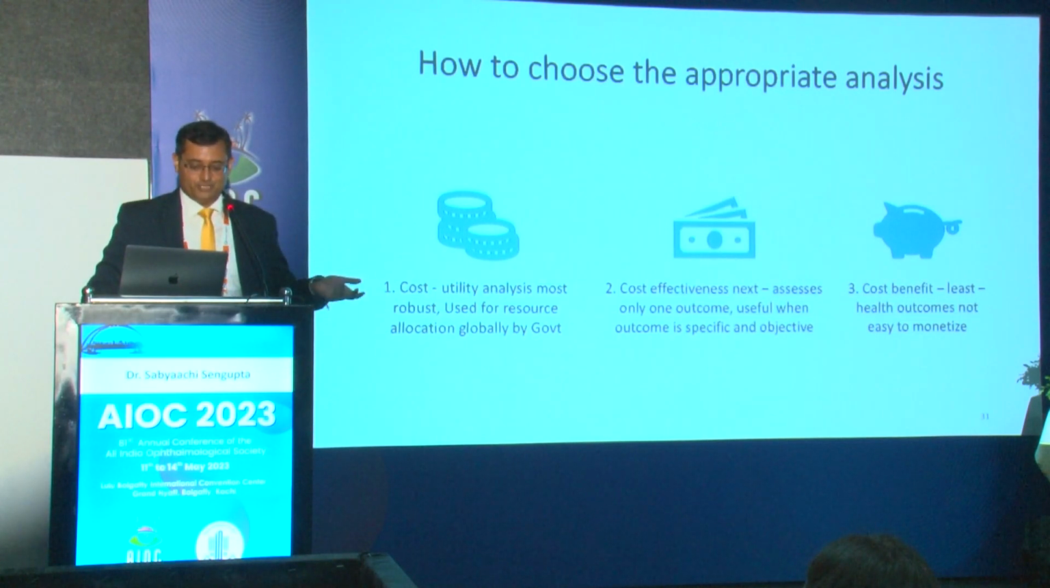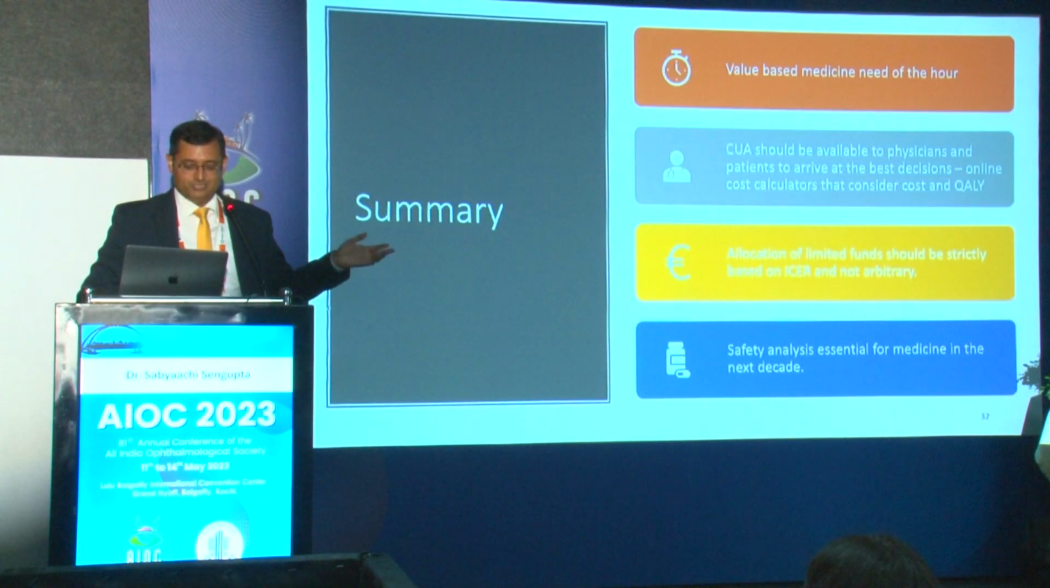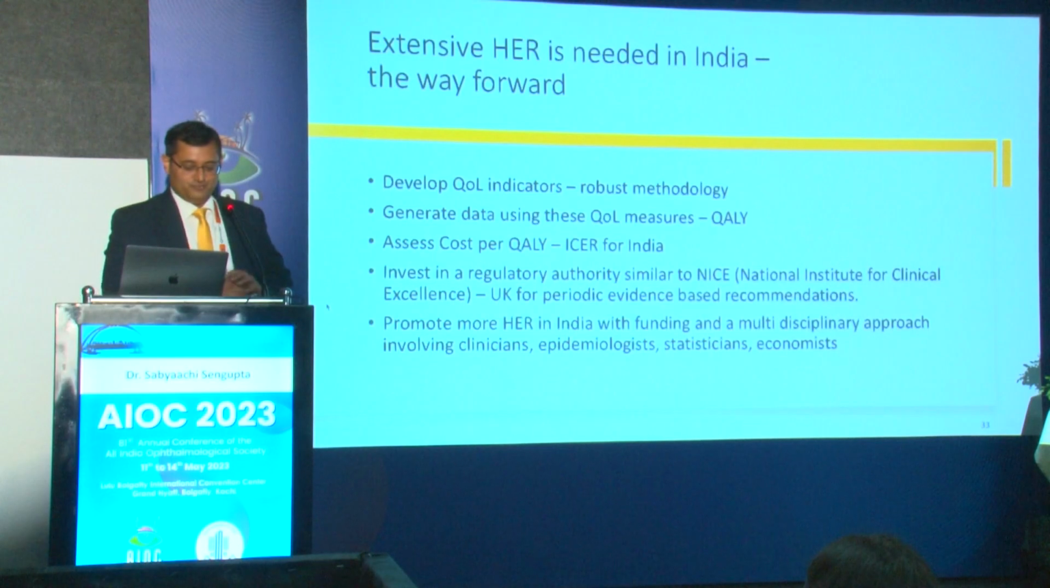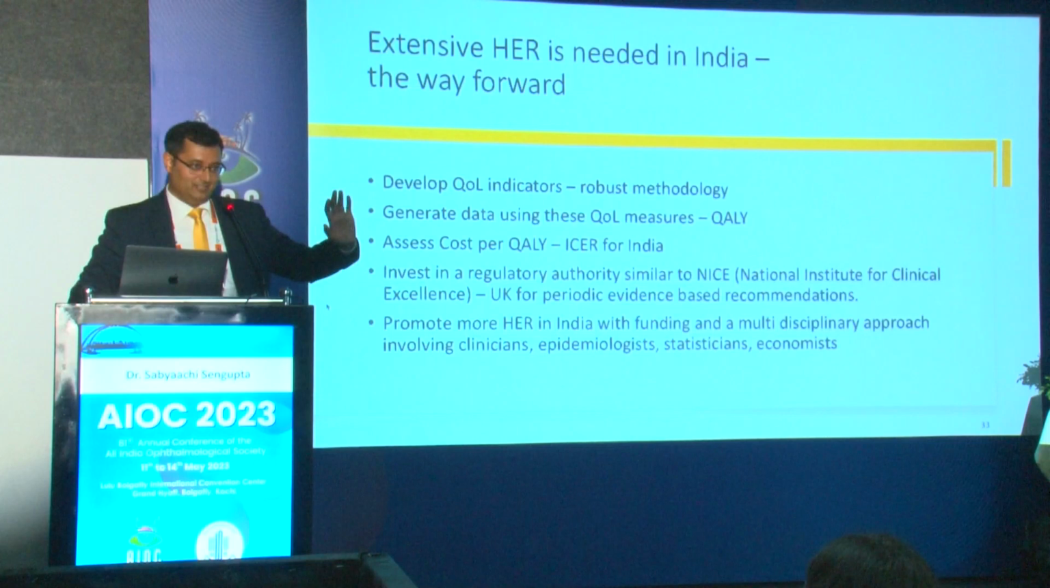So how do you choose the appropriate analysis? Cost utility is the best one to go with, like I said. In summary, value-based medicine really is the need of the hour, and cost utility analysis should be the cornerstone of what we are doing. Unfortunately, it requires a lot of processes where we need to develop questionnaires with robust methodologies, generate data using these questionnaires, calculate the QALY, and then calculate the ICER. This is a relatively lengthy process.